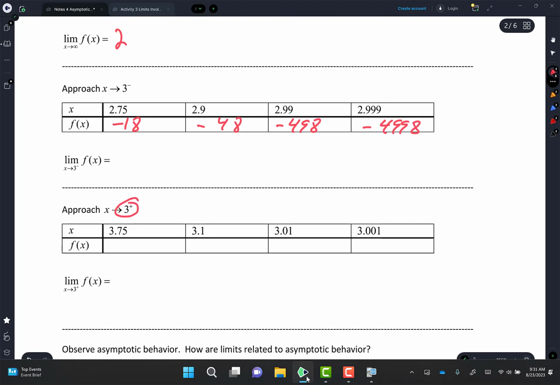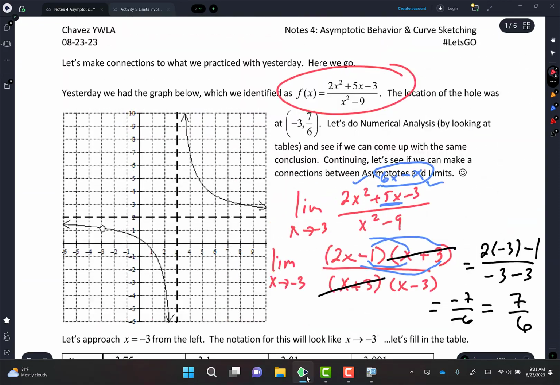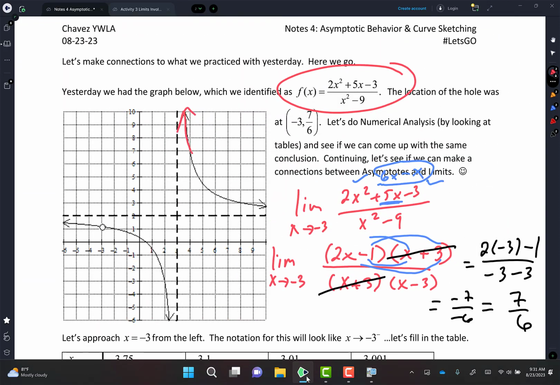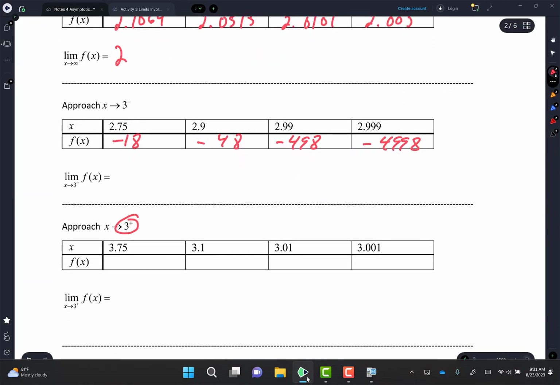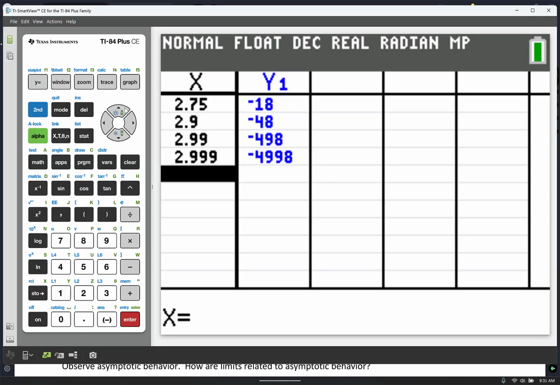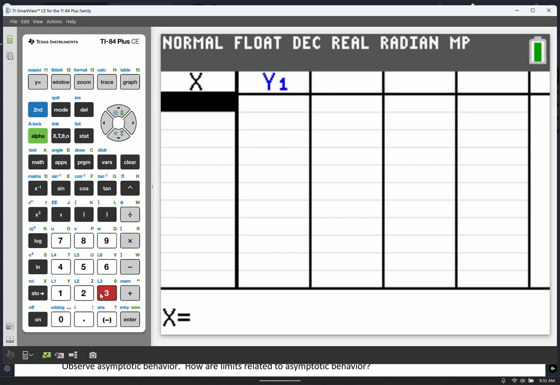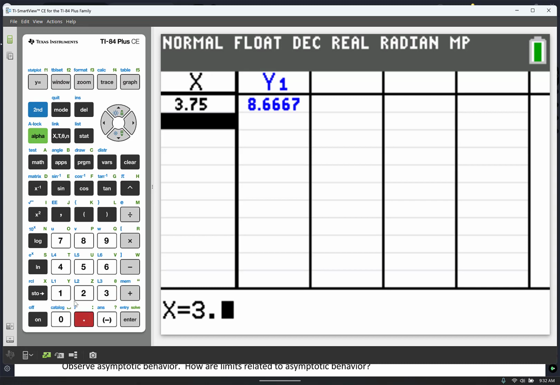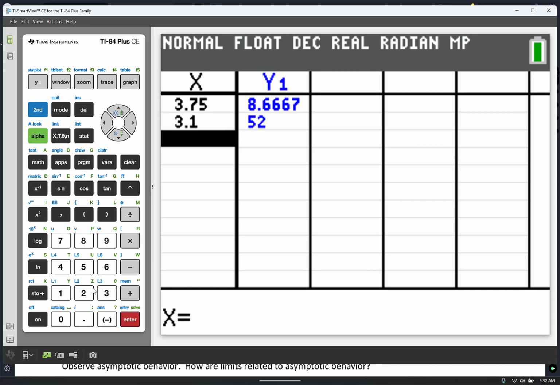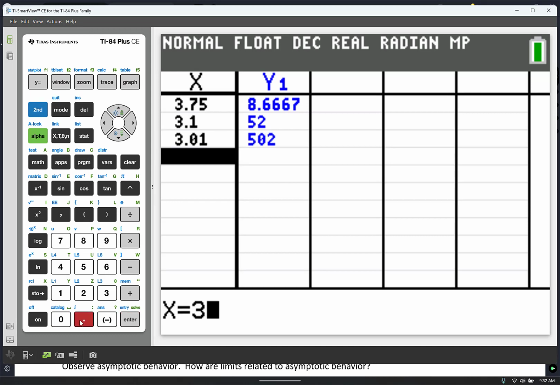All right, we're doing the same thing, but we're approaching from the right-hand side. As you can see, if we're approaching from the right-hand side, it should be positive infinity. So let's do that really quick. 3.75, 3.1. So I'm going to delete. 3.75, enter, and then I think I do 3.1, and then I think I do 3.01, and 3.001.